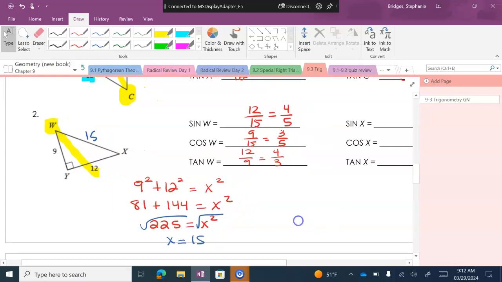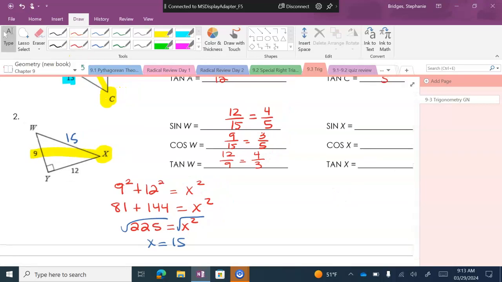Is everybody okay with that? All right, now we're changing to a different angle. This time, we are going to be looking at angle X. Okay, so sine of X, opposite over hypotenuse. What's opposite X? 9. And the hypotenuse is still? 15. Divide them both by 3 to get 3/5. Look at my highlight. Do you see that 9 is directly across from X?